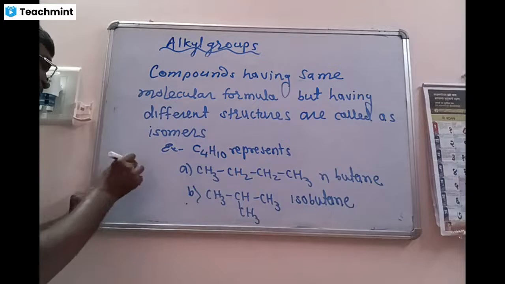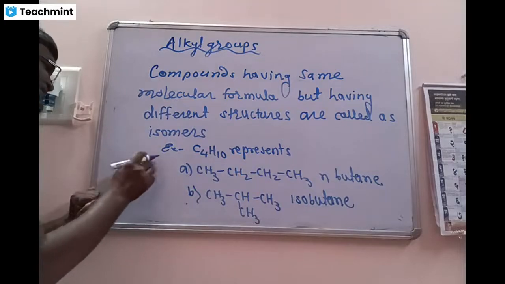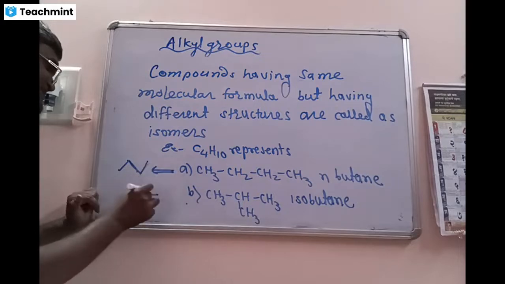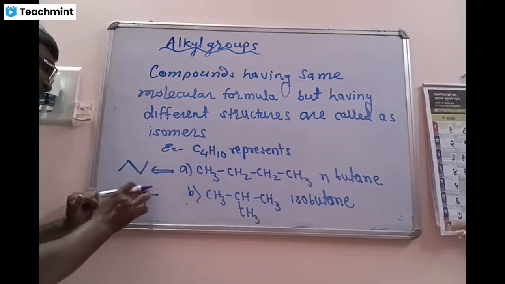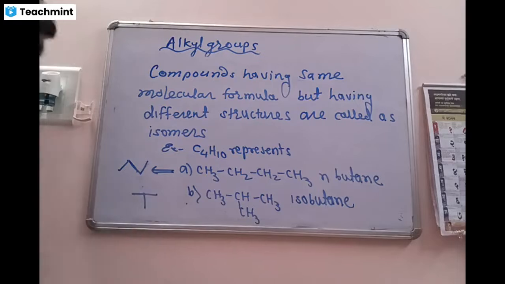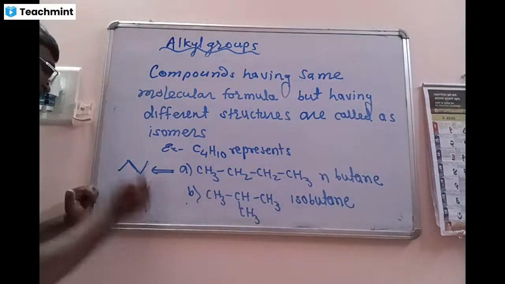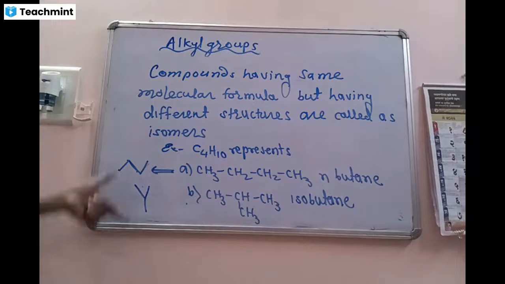ये हमारा butane है 1 2 3 4. You know this. And this one is CH3 CH CH3 CH3. अच्छा नहीं लग रहा, ठीक है. This type of representation is called a bond line formula.